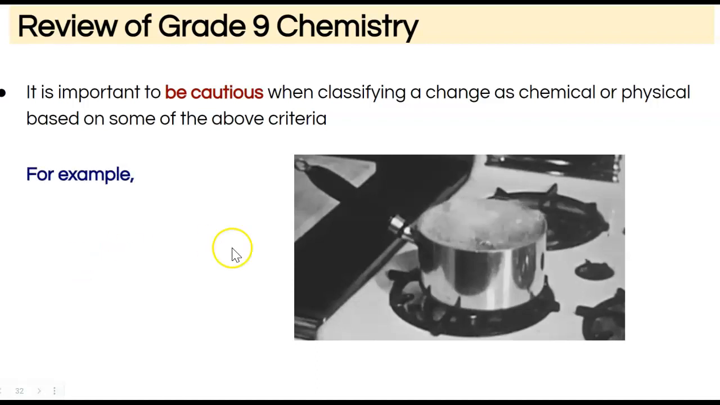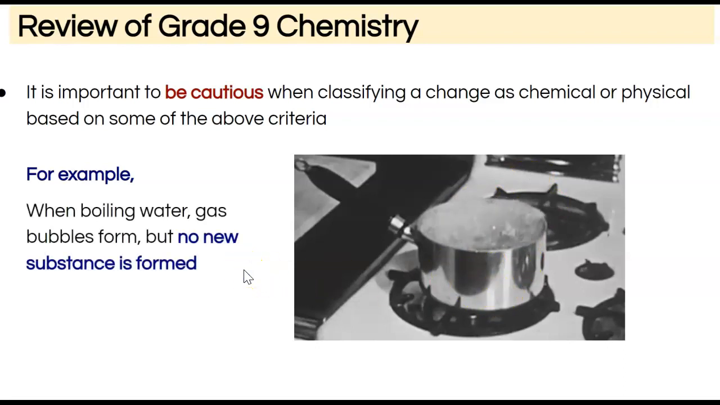Here's an example where I've got water boiling in a pot on a stove. Of course, when I boil water, I'm just taking liquid water and evaporating it, right? So those bubbles of gas that are there are not a new substance. It's just the water that is changing state. So there's no new substance formed there. So be careful about gas bubbles as indicating chemical change. In this case, there's no chemical change, just a change of state.